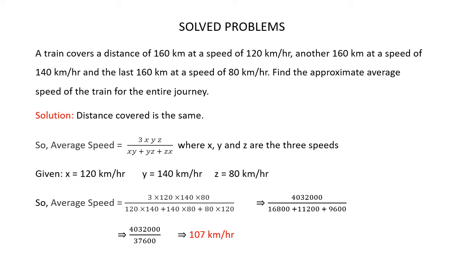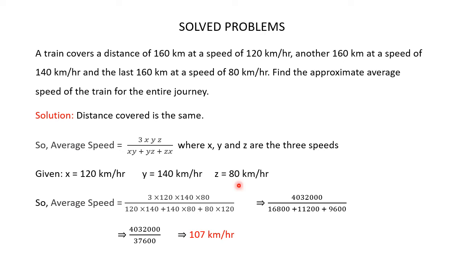Also, three speeds are given in this problem. So when the distance covered is the same and three speeds are given, then the average speed can be found using the formula: average speed is equal to 3xyz divided by xy plus yz plus zx, where x, y and z are the three speeds. Now it's given that x is equal to 120 kilometers per hour, y is equal to 140 kilometers per hour, and z equals 80 kilometers per hour.